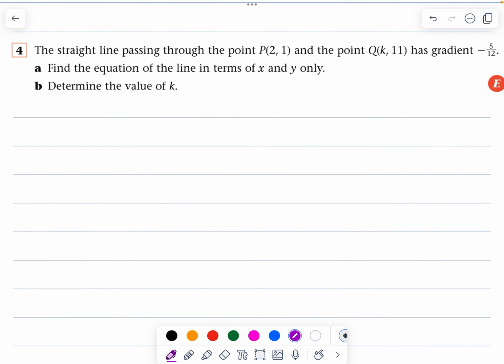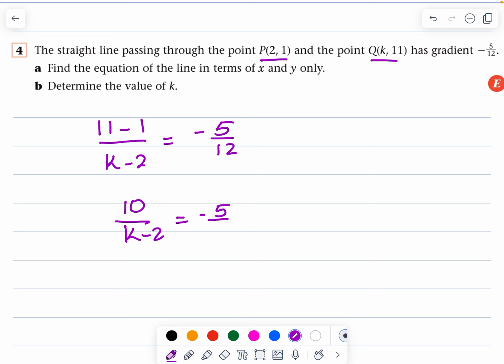Question number 4. A straight line passing through the points (2, 1) and (k, 11) has a gradient of minus 5 upon 12. So gradient is y2 minus y1 upon x2 minus x1 equals minus 5 upon 12. So 10 upon k minus 2 equals minus 5 upon 12. Find an equation of the line in terms of x and y only and find the value of k. So I am finding the value of k also.